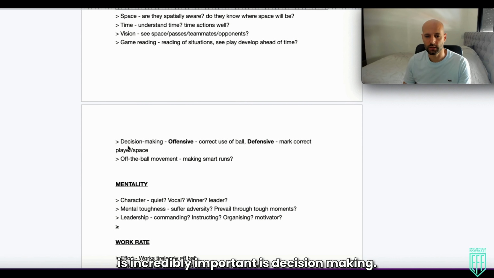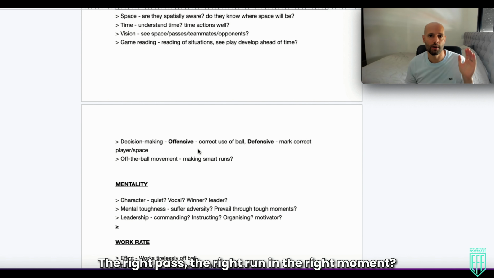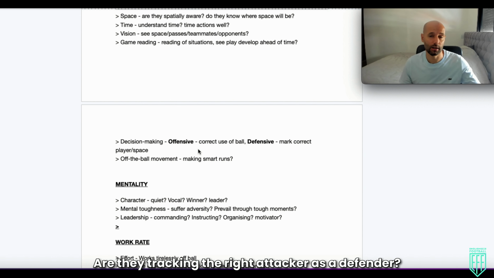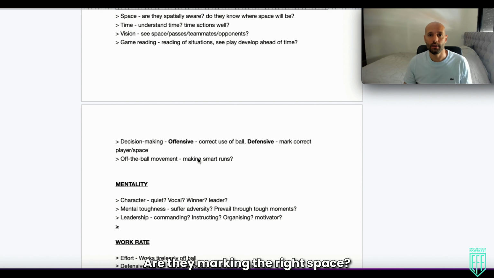And one of the ones that is incredibly important is decision making. You need to talk about a player's decision making. From an offensive perspective, it's the correct use of the ball. So are they making the right decision, the right pass, the right run, in the right moment? Are they holding onto the ball too much and they're not releasing when they should do? Are they tracking the right attacker as a defender? Are they marking the right space? Do they move at the right moment? So it's about the decisions they make.